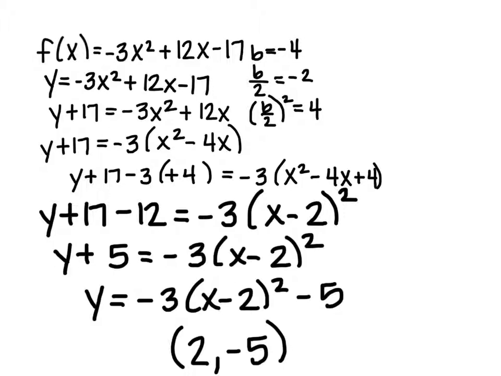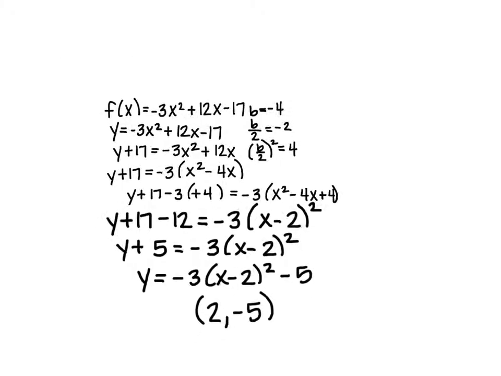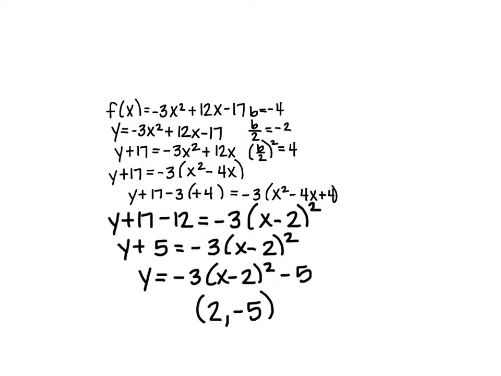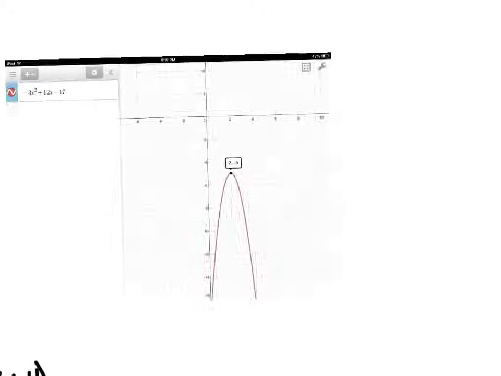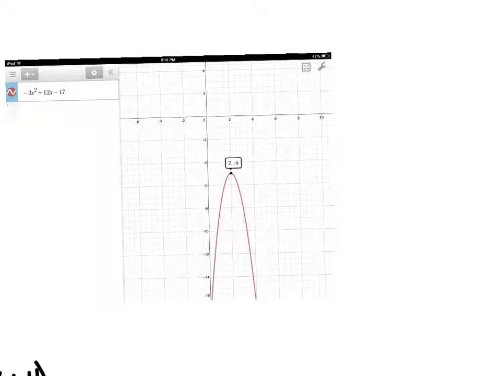We can graph it just to make sure that we did that right. So now if I look at this graph that I just input from the app Desmos, I have my function negative 3x squared plus 12x minus 17, and I notice that my vertex is the ordered pair (2, negative 5), which is what I found by completing the square.